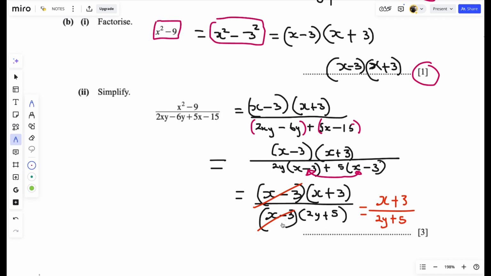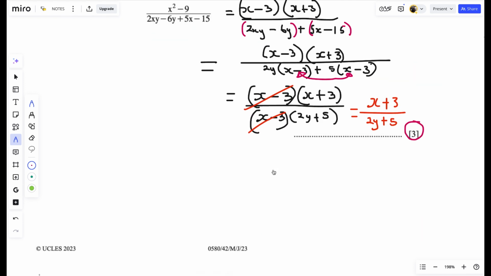Now you look at the numerator and denominator, there's x minus 3 in the numerator, and there's also x minus 3 in the denominator. So they cancel themselves out. What is left is x plus 3 in the numerator and 2y plus 5 in the denominator. And you get 3 marks for being able to do this. This is an algebraic fraction. They brought difference of 2 squares with algebraic fraction. Is that okay? So you get 3 marks. And you can watch our video on algebraic fraction with Sumac Academy. We have part 1, part 2, part 3. You can watch all the parts to refresh your memory in this type of question.